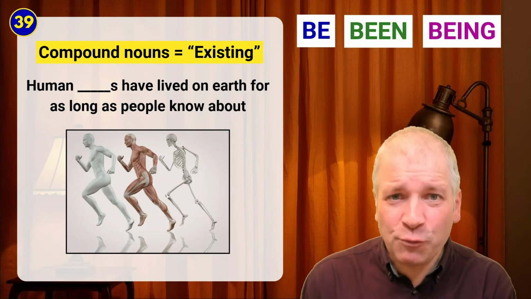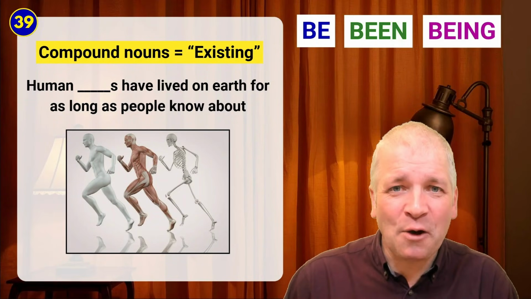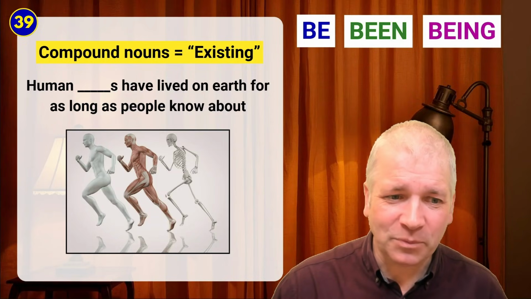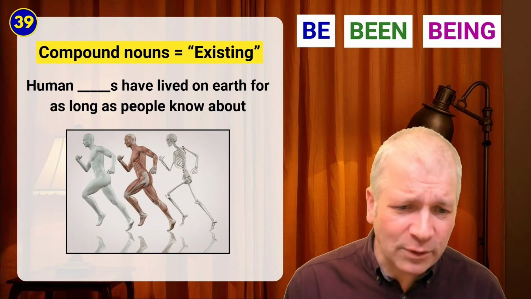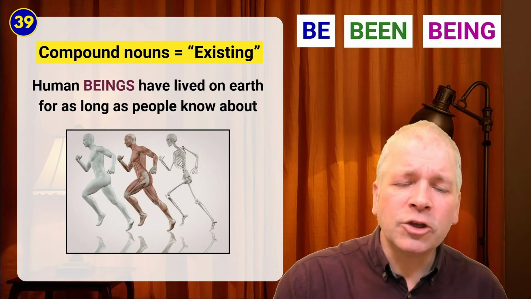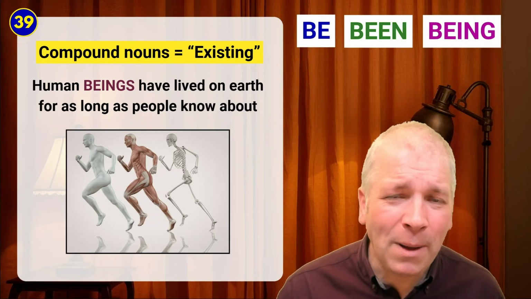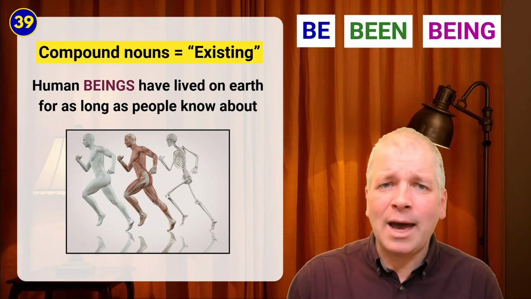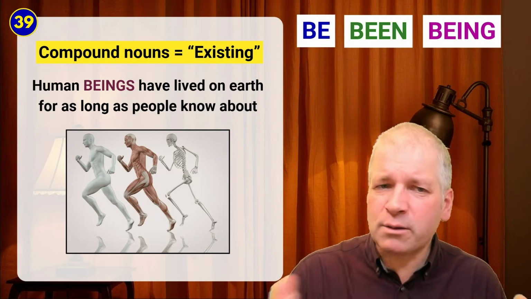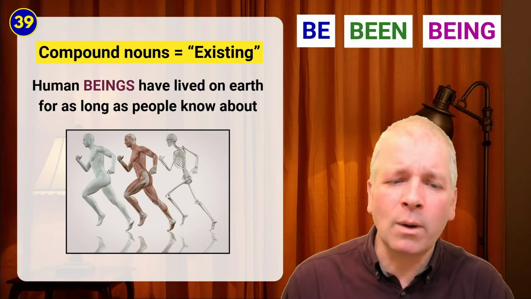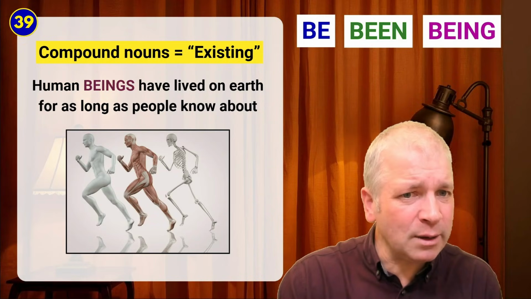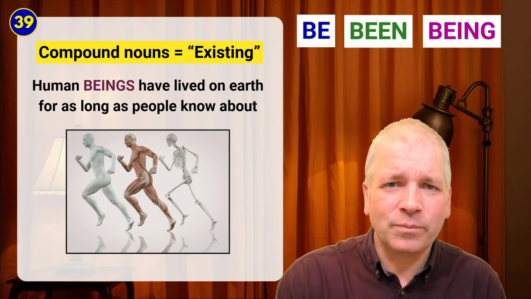Going on a slightly different route now, sometimes a form of the verb to be can be used in compound nouns. Human something have lived on earth for as long as people know about. What goes in the gap? Human beings. It's a compound noun of two words, human and beings. It means existing. They are. They exist in the world. Humans who are in the world have lived on earth for as long as people know about. But we consider human beings to be one noun.